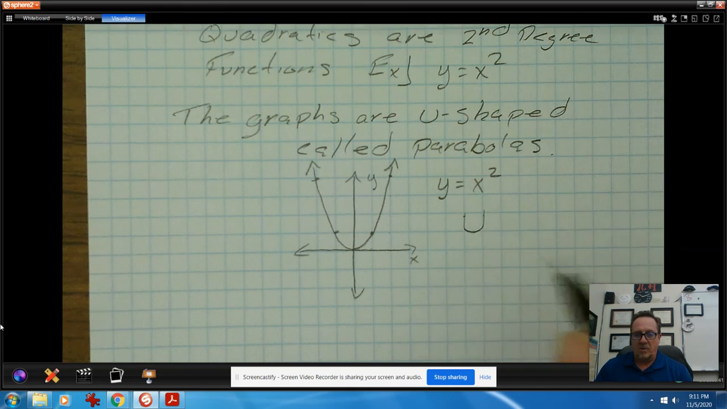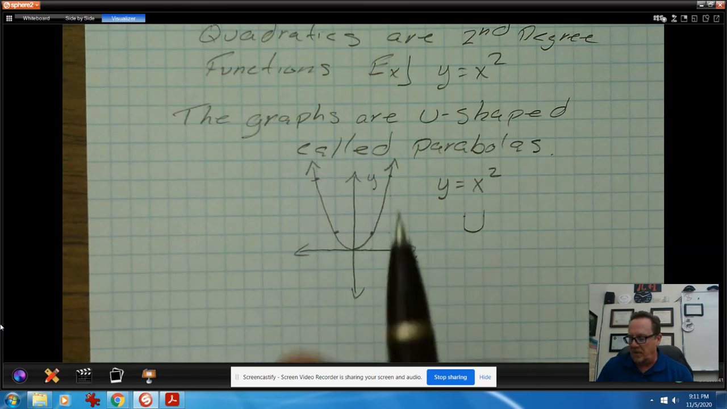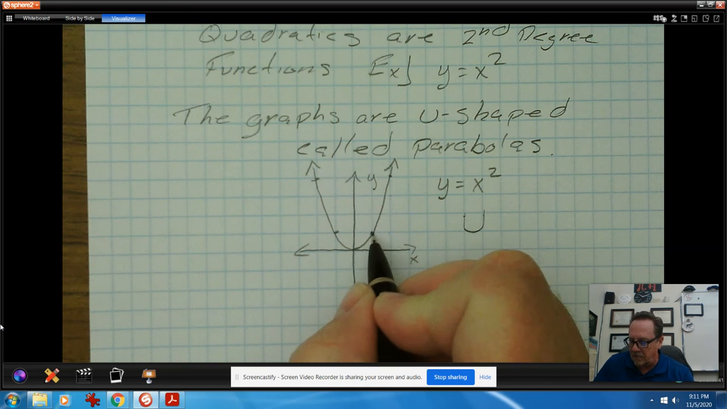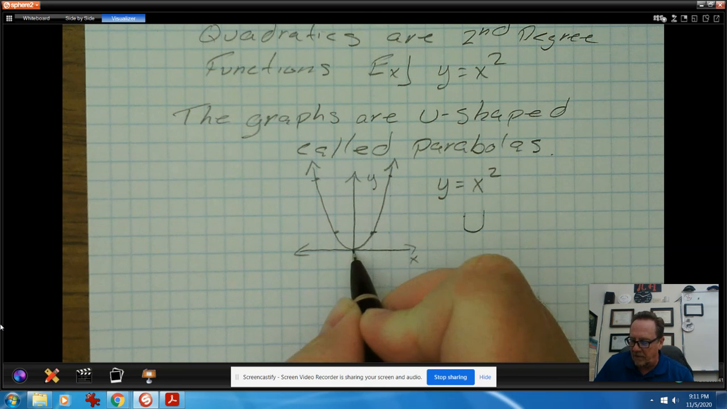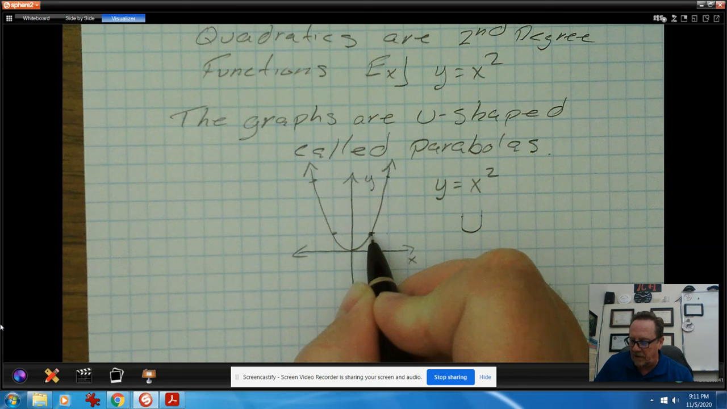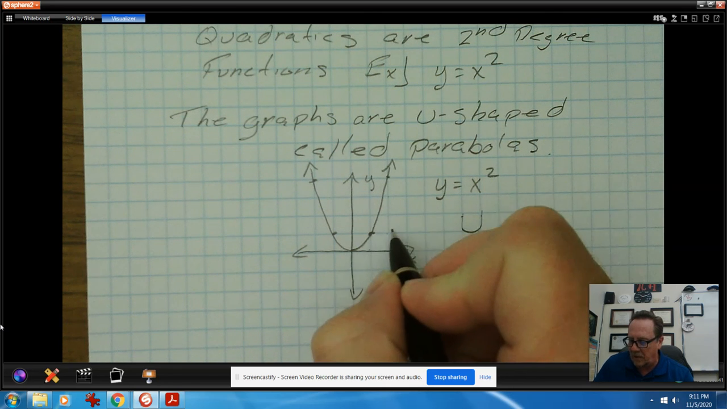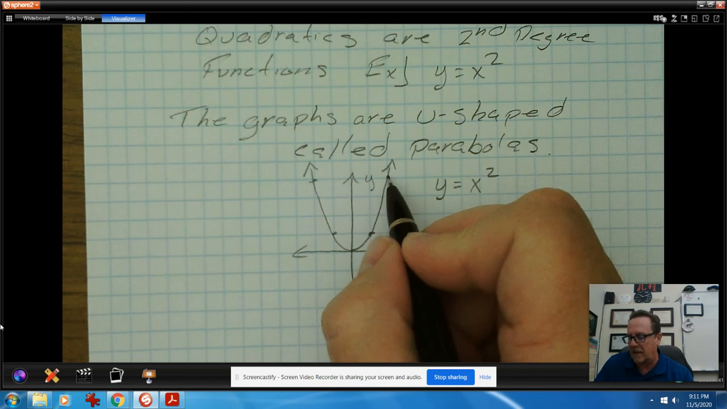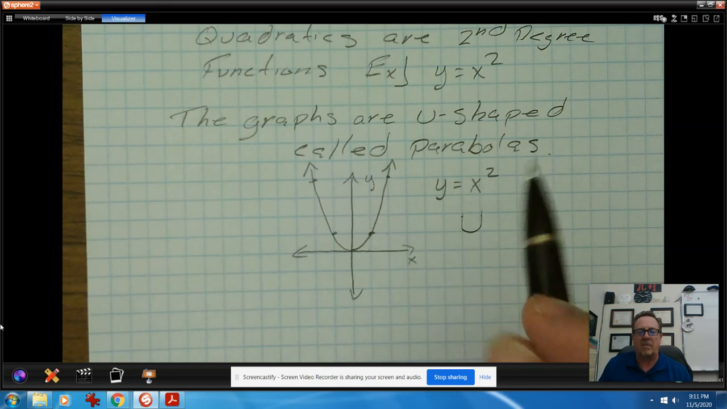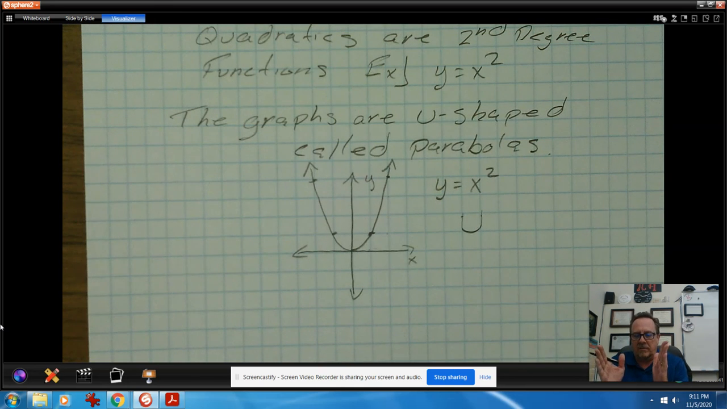Don't draw these as U's, and the reason you don't want to is because you notice, as I plotted this point over here, from the vertex, it went out a little bit. And from this point, it went out a little bit. And in fact, if I plotted another point, it continued to be bowed outward just a little bit, because these are not strict U's. They angle off as they get taller.